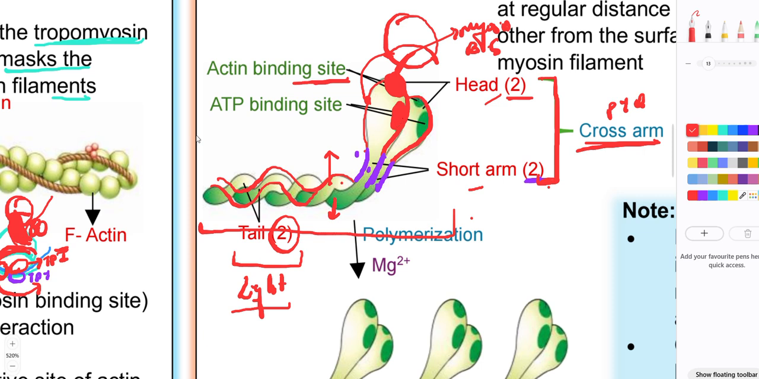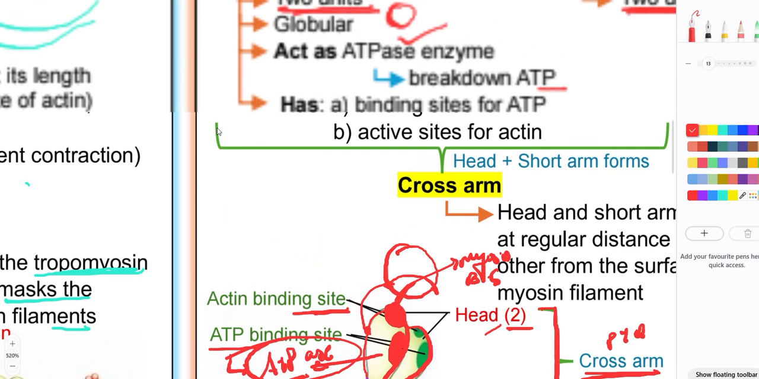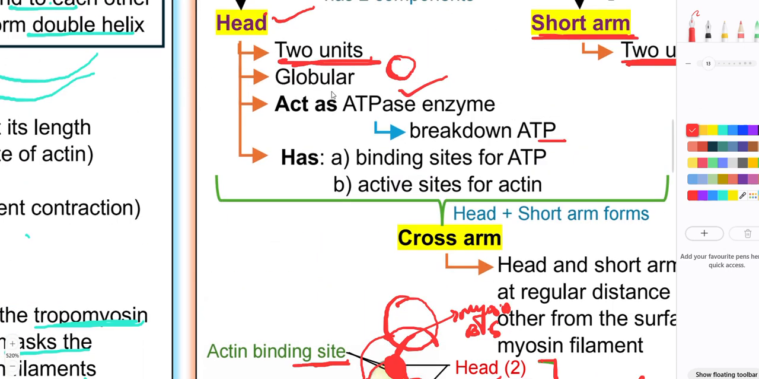What is there in the head at the ATP binding site? ATP will bind over there. What else is there in the head? ATPase enzyme activity. That means ATP has bound to the ATP binding site, but I have to break this ATP, then only you will get the energy. So who will do that? The ATPase enzyme will do it. The same thing is explained here. So the head acts as an ATPase enzyme that breaks the ATP, and it has a binding site for ATP and an active site for the actin.